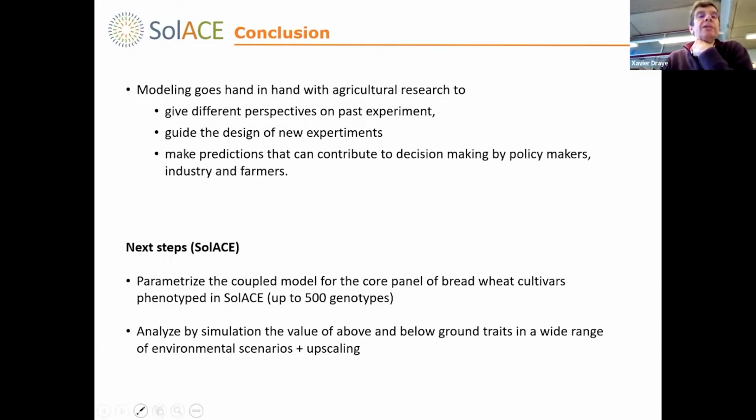What we are still doing now in SolACE is to fit or adjust the architectural model and the crop model to the 500 genotypes that we had in the SolACE project, with the aim to analyze by simulation how above-ground traits and below-ground traits perform in a wide range of environmental scenarios.